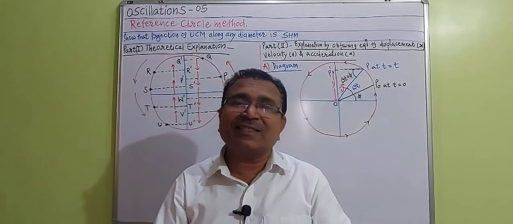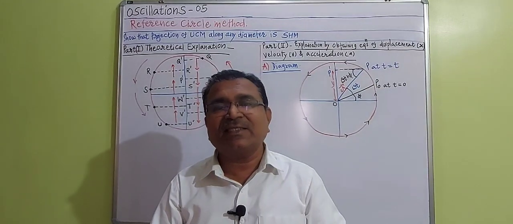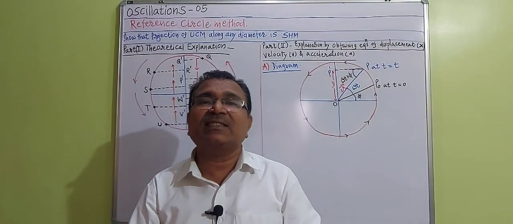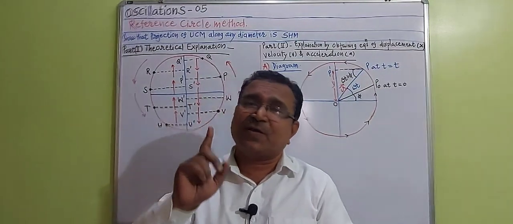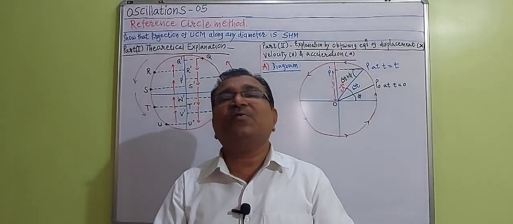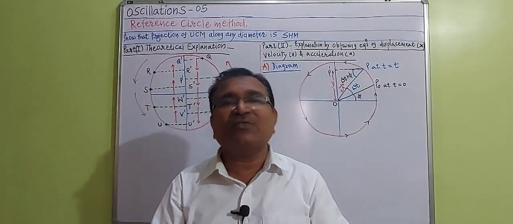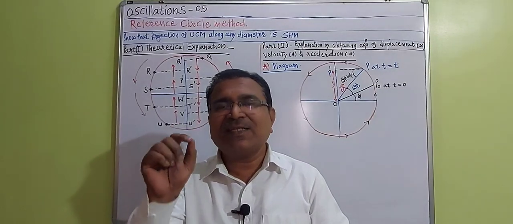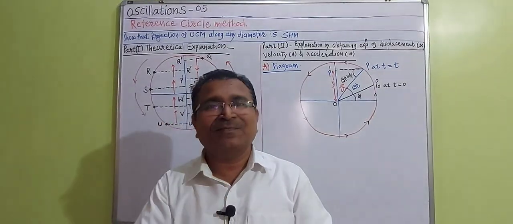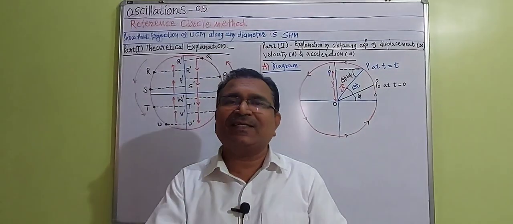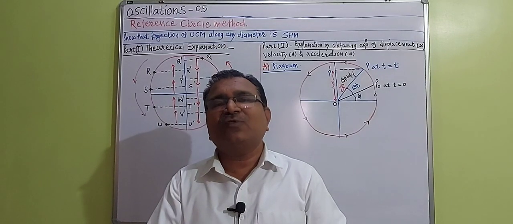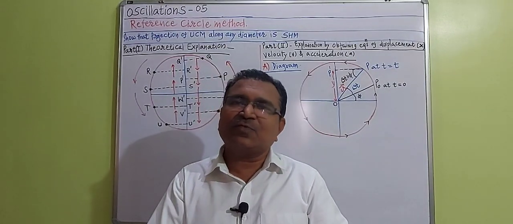We are discussing the chapter oscillations, and this is lecture number 5. The most important topic that we are going to discuss today is the reference circle method. So in this article, we have to learn the answer to a question.